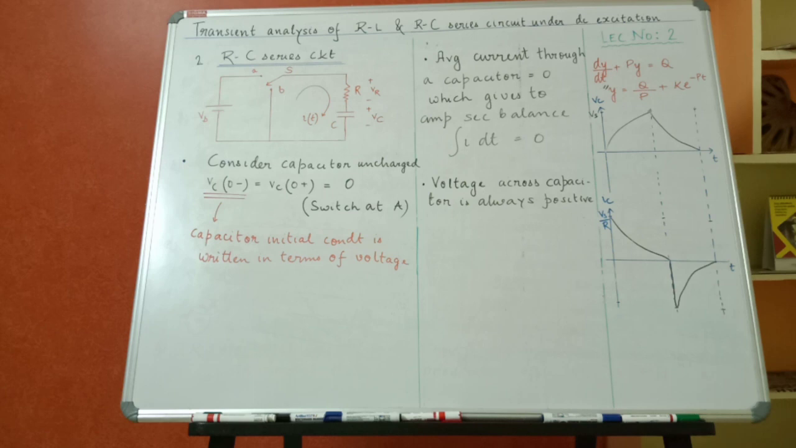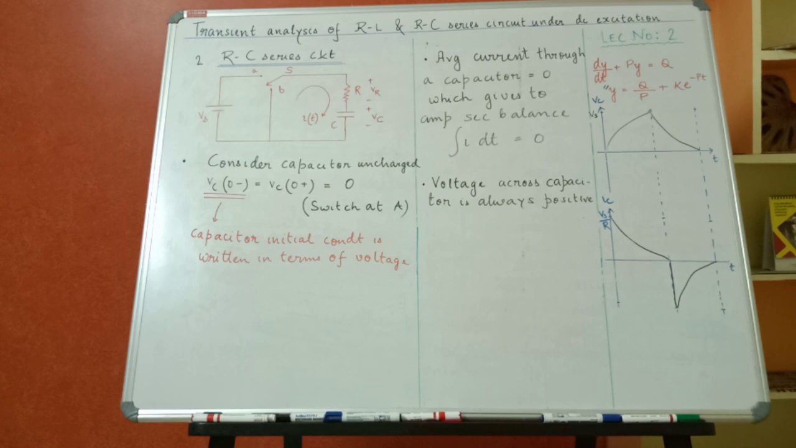If you compare the RL circuit and the RC series circuit, what is the first difference? Your L is replaced by a capacitor C. The rest of the circuit remains the same. The operation of the circuit will again be the same. One switch will be connected to A, then we'll apply KVL and find the equation of i(t), and then the switch will be connected to B, then we'll apply KVL and find the equation of i(t).